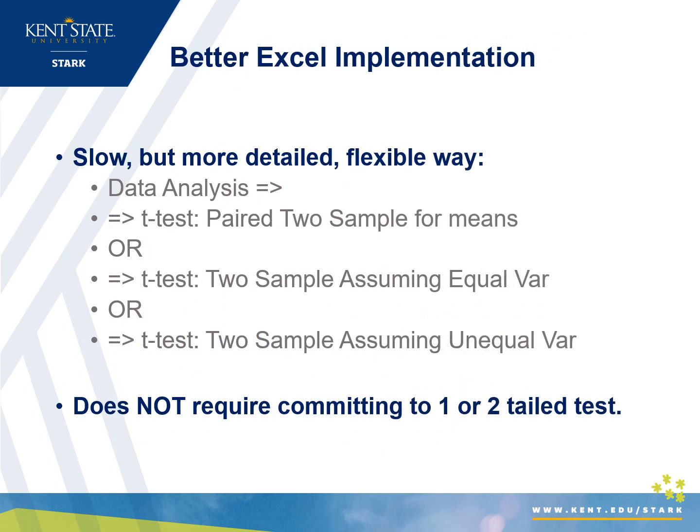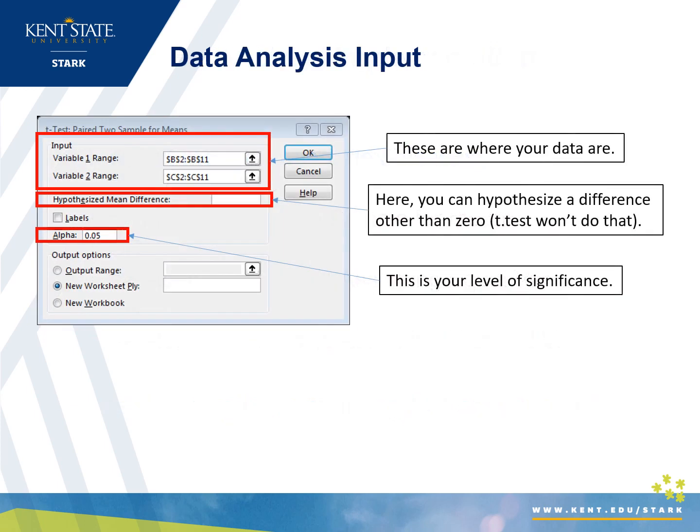Another limitation is in data analysis, where the three test types are all available. I prefer this way because it gives us more information. It also does not require committing to a one or two-tailed test. The output for both would be reported. So here's how we implement this. In the input box, we tell where the data is. Then you can have a proposed difference other than 0 if you wish, something t-test will not do. And you can also set your alpha, that is the level of significance.